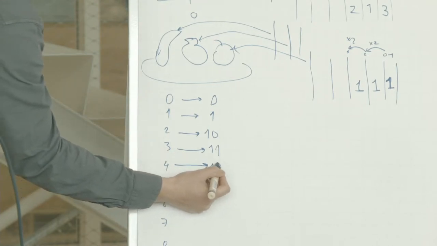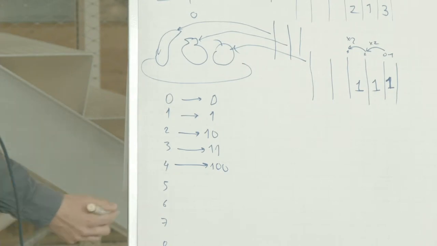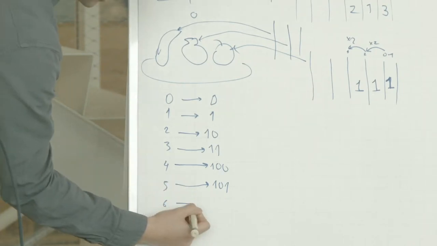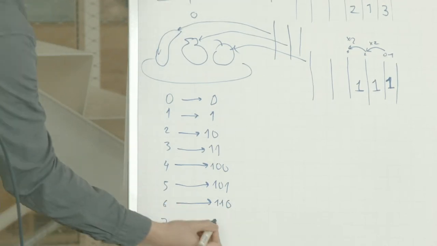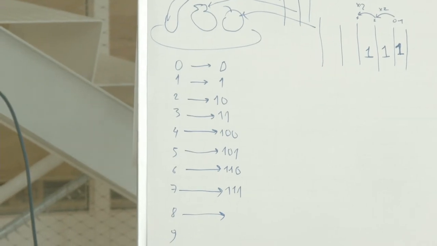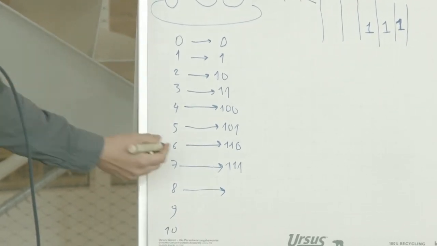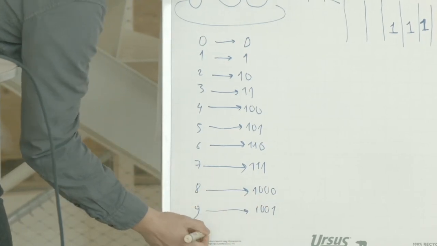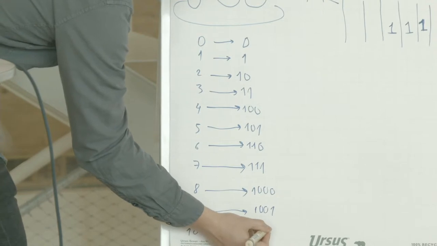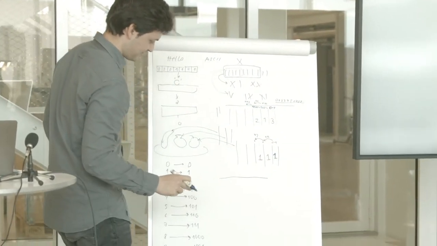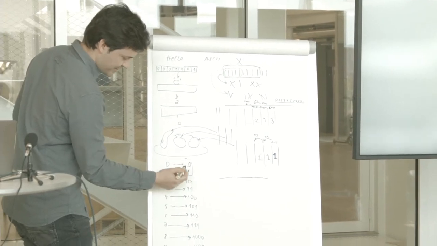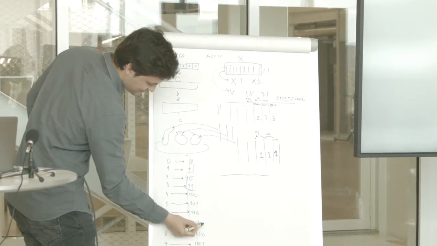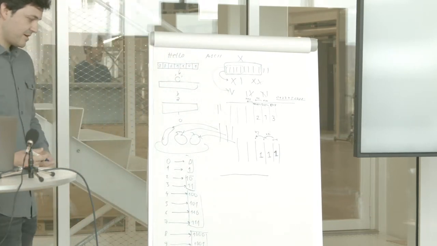Exactly. 1, 0, 0 is 4. 1, 0, 1 is 5. 1, 1, 0 is 6. 1, 1, 1 is 7. 1, 0, 0, 0 is 8. 1, 0, 0, 1 is 9. 1, 0, 1, 0 is 10. Exactly. So look at this. This one has length of 1. These ones have length of 2. These ones have length of 3. These ones have length of 4. Yeah?